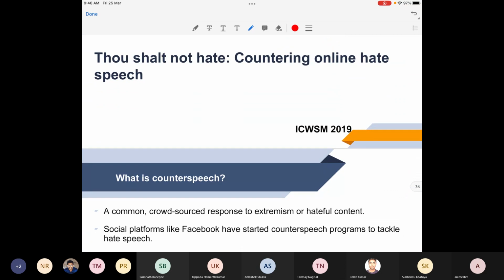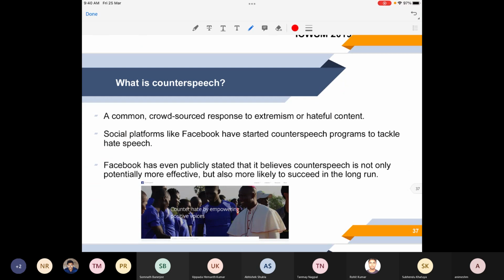Okay, so here we will discuss the next paper that talks about countering online hate speech. We have already discussed what counter speech is. It's basically trying to resist or dilute the hateful posts that are being made on various social media platforms.